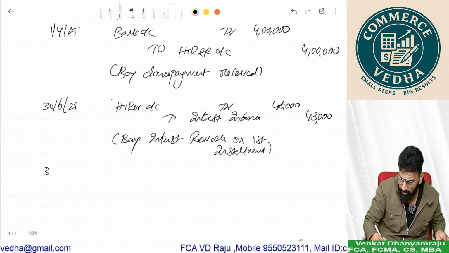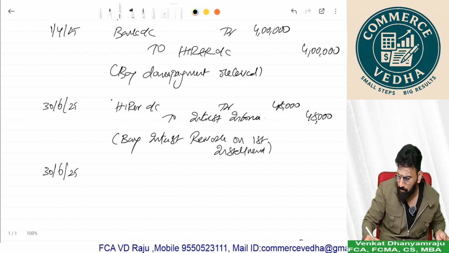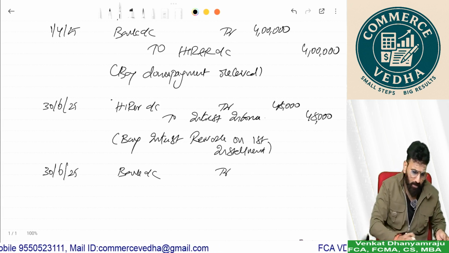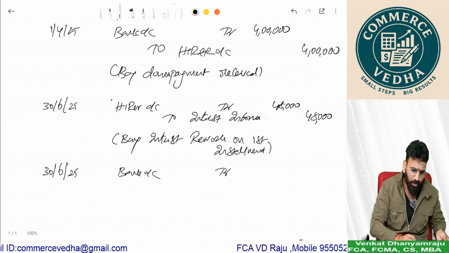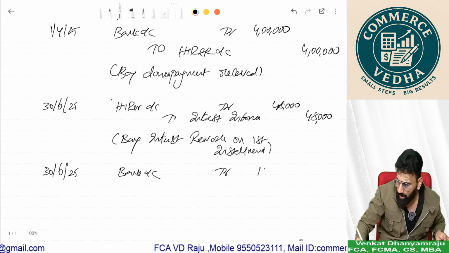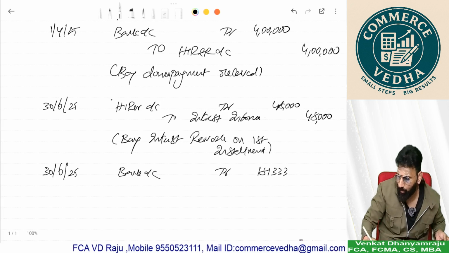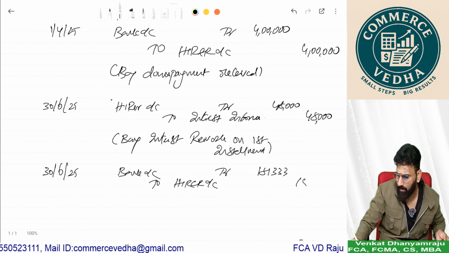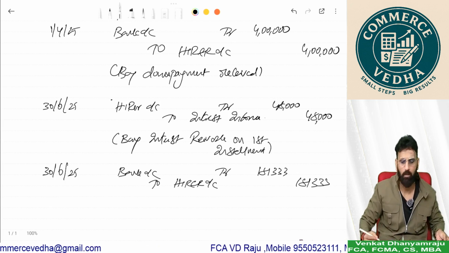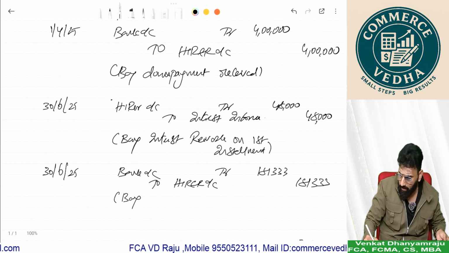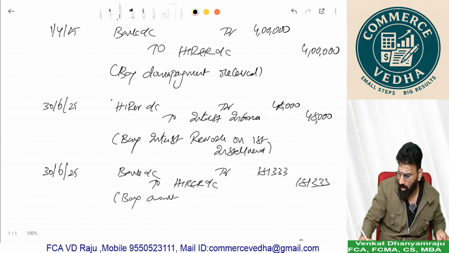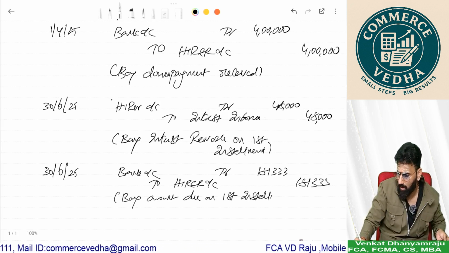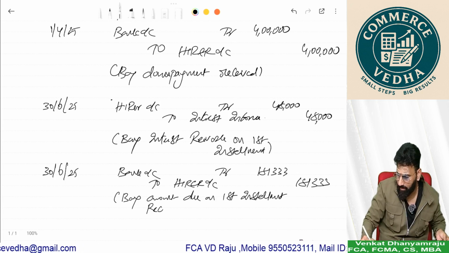And when you receive on the same date, bank account debit 48,000 interest plus 133,333 principal, 181,333. Who paid you? Hirer. Being amount due on first installment received.